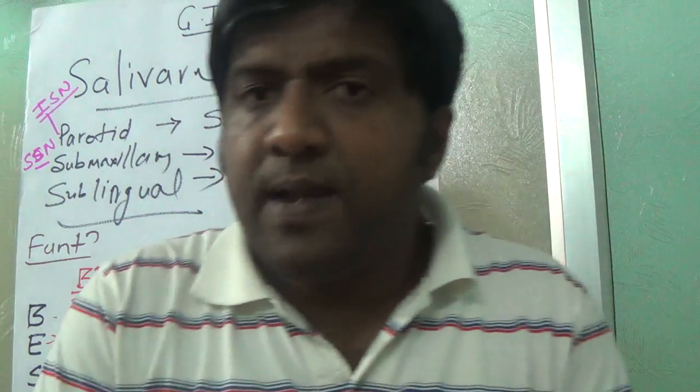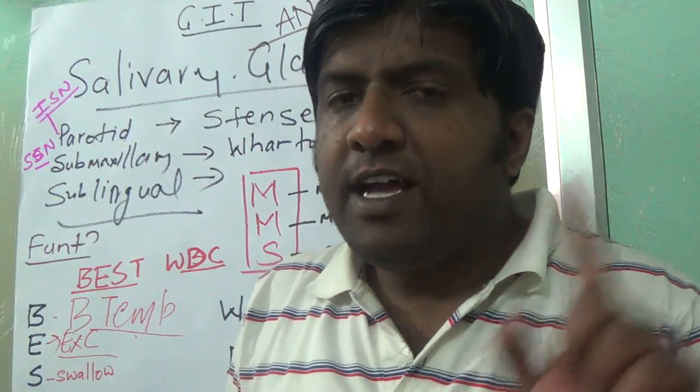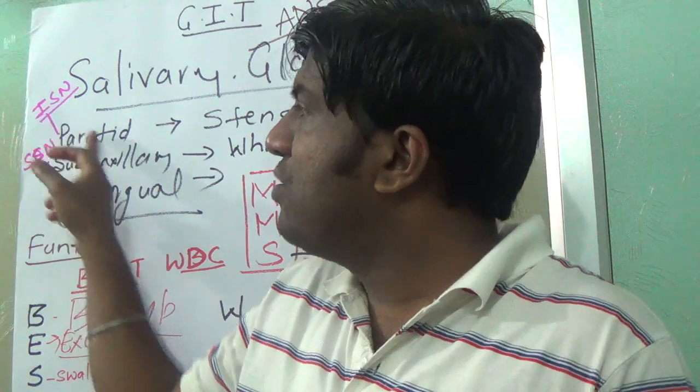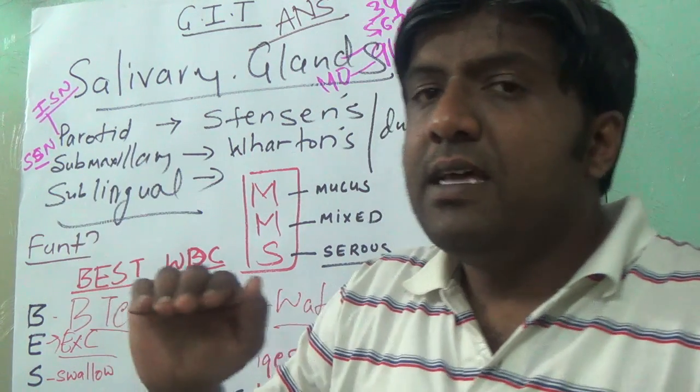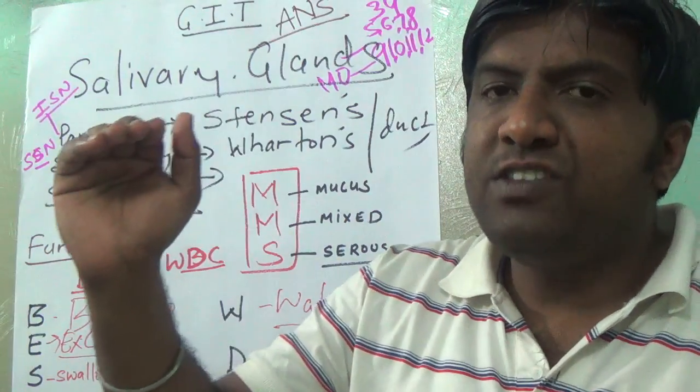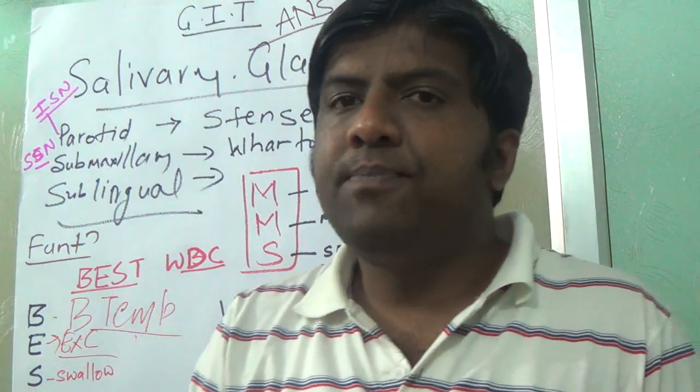Now talking about the nerve supply, we have two salivary nuclei, superior and inferior. S stands for superior, S stands for submaxillary. Then I will go to the parotid. Superior is always present on top, inferior is below. So superior is found in the pons and inferior is found in the medulla oblongata.